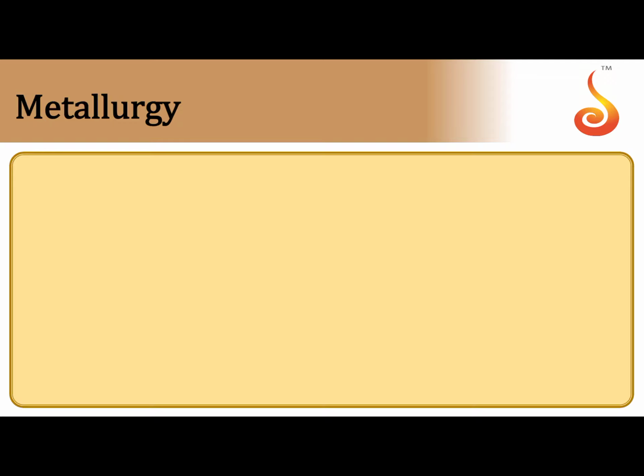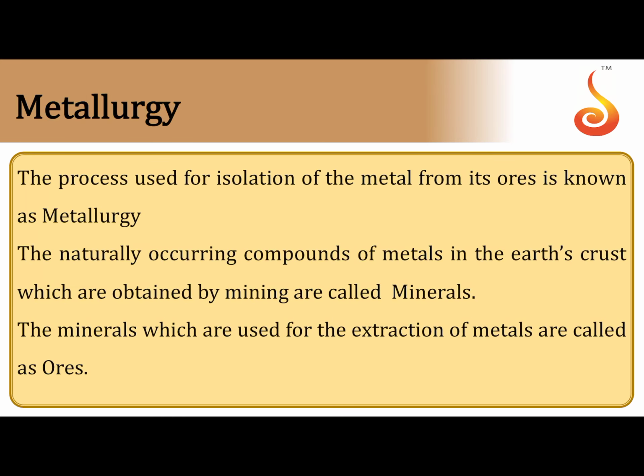So minerals are the compounds in which the metal is present in a positive oxidation state. The process used for isolation of the metal from its ore is known as metallurgy. The naturally occurring compounds of metals in the earth's crust which are obtained by mining are called minerals.